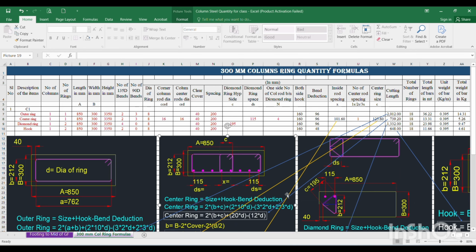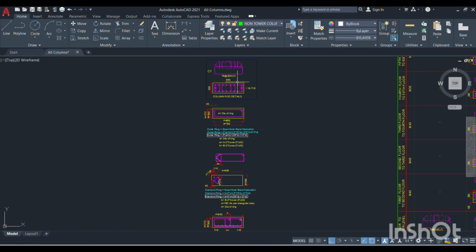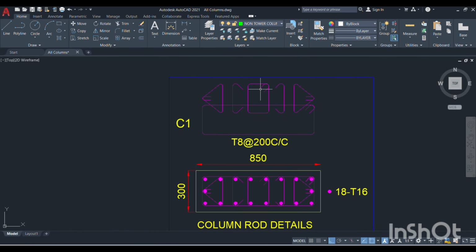Then we'll go to the Excel sheet and I will explain how to enter the column details and how to enter these values over here. As usual, the serial number will be the first column, 1, 2, 3, and the second column is the description of the item. In the description will come the column number and the types of rings to be entered. Then number of columns is how many columns you are going to calculate. And number of rings means how many diamond rings, how many hooks and how many outer rings there are. Those details have to be entered over here.